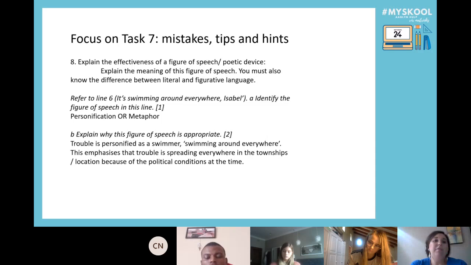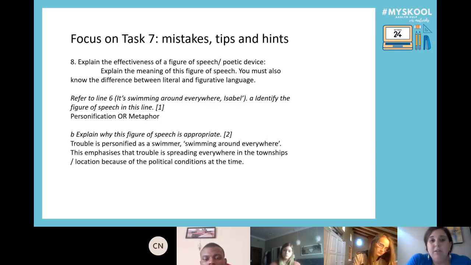Okay. So if we look at this, for example, refer to line 6, it's swimming around everywhere, Isabel. Identify the figure of speech in this line. They are talking about trouble there. You had to have the extract in order to understand it completely. The answer there is personification or metaphor.